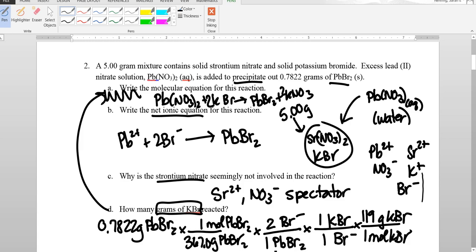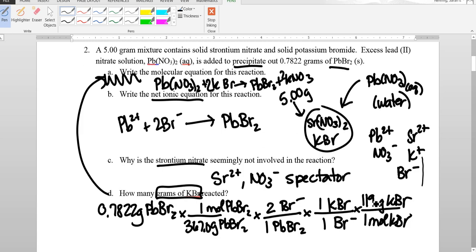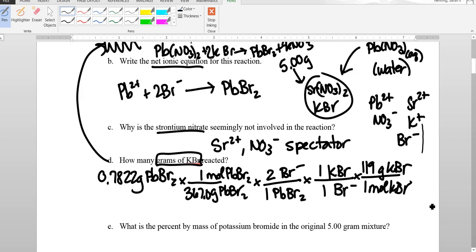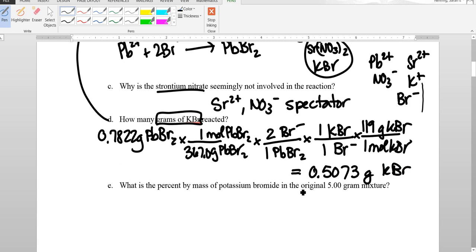So the main thing is you need twice as many moles of KBr as you have moles of PbBr2. So when you stop and solve here, you will end up with 0.5073 grams of KBr. And then what is the percent by mass of potassium bromide in the original mixture?